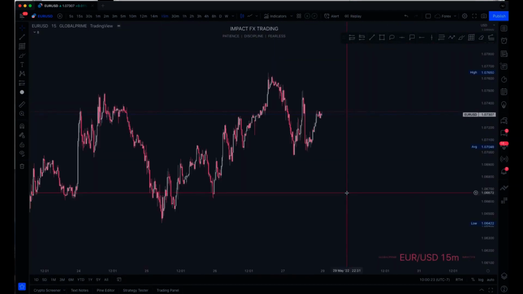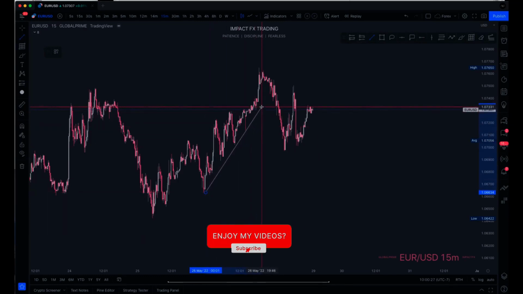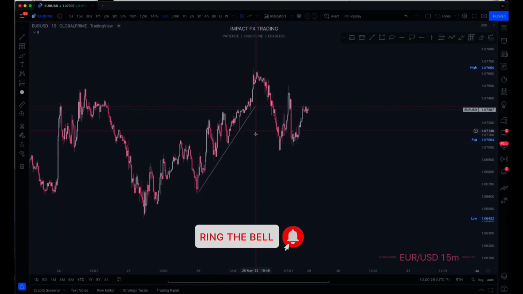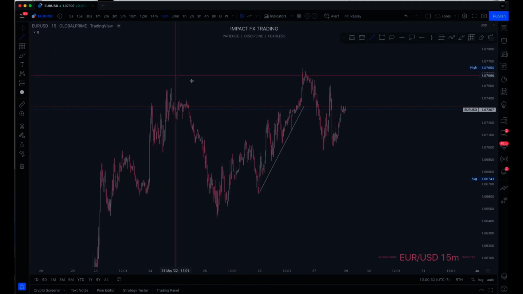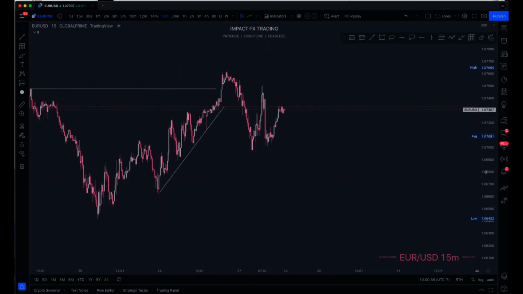Let's go to the 15-minute. So here we are again. This is recent price action in May. We have a trend line. We have a higher high. Price has now started to mitigate.